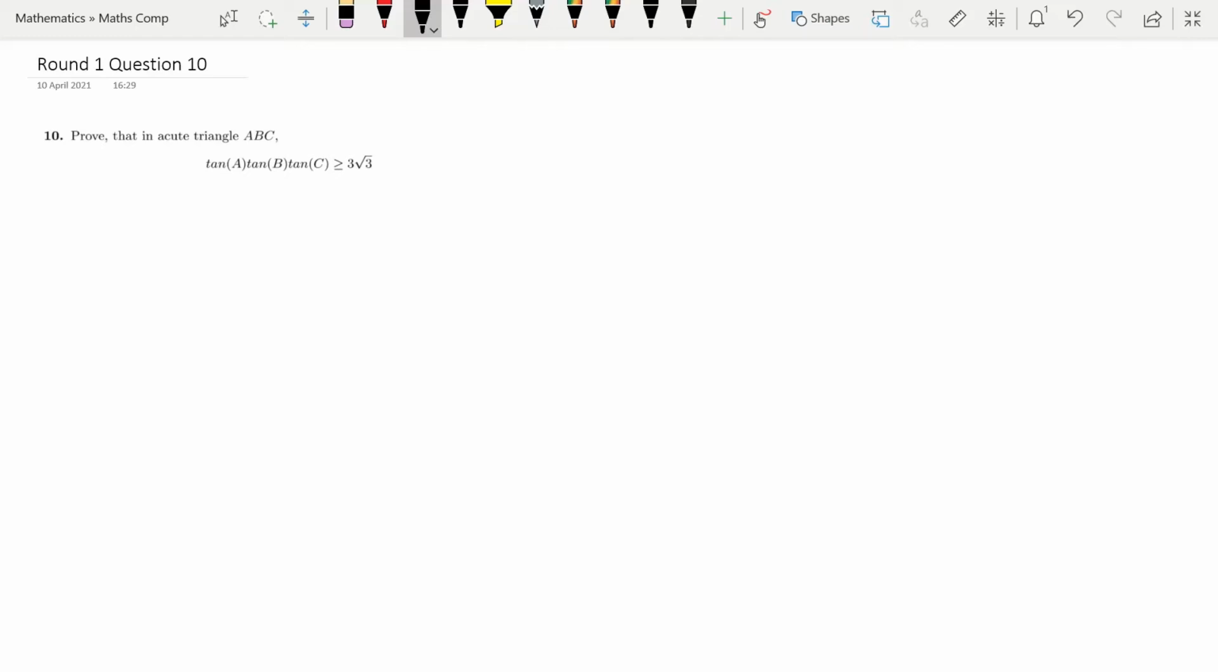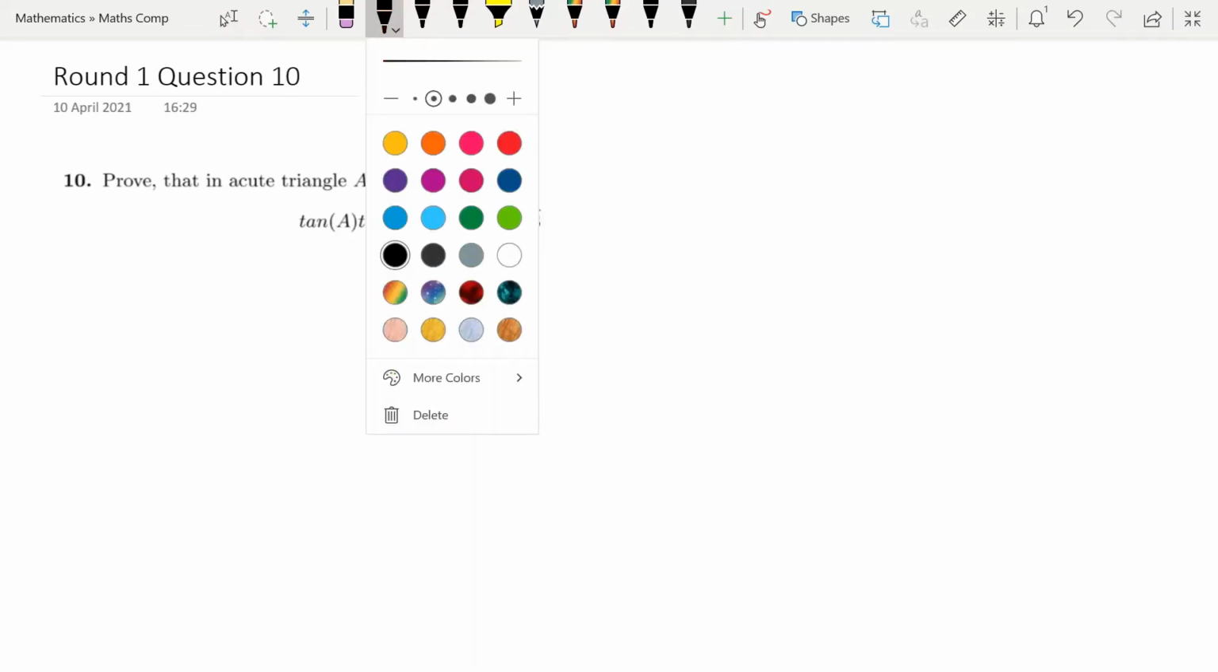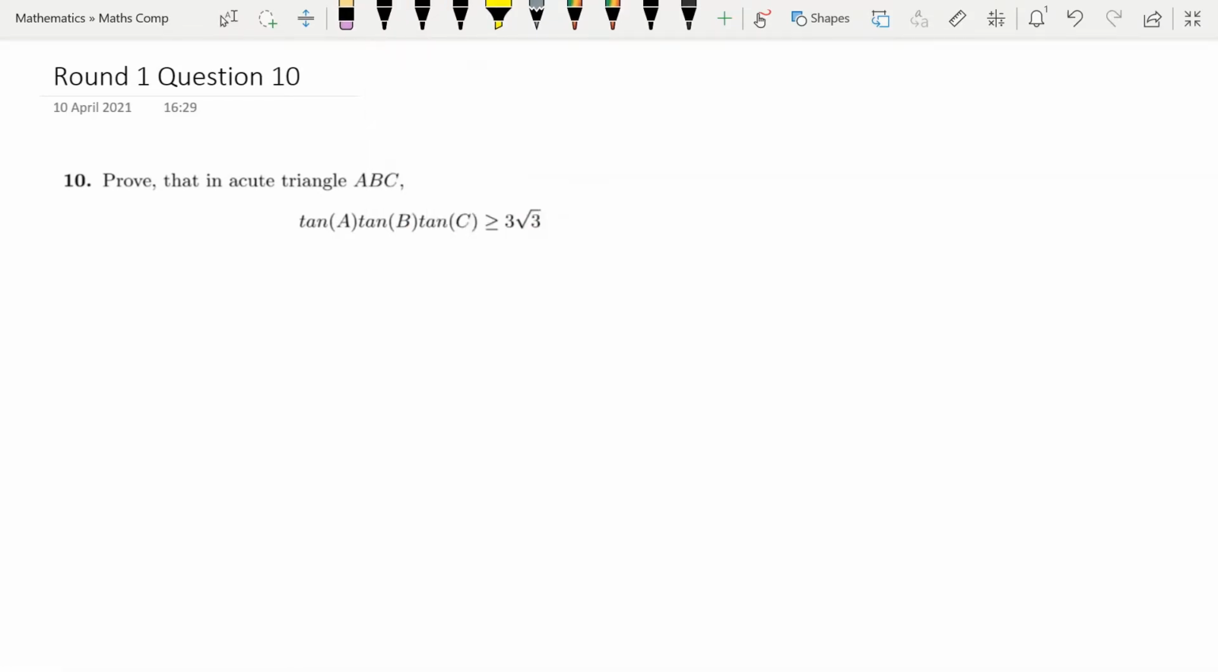Question 10 of round 1 of the Maths Teams Olympiad competition. This question was the challenge question. The solution to it is fairly simple to understand, and it doesn't use any extremely complex maths. So I'm expecting a few teams to have solved this, but I'm going to be walking through the solution now.